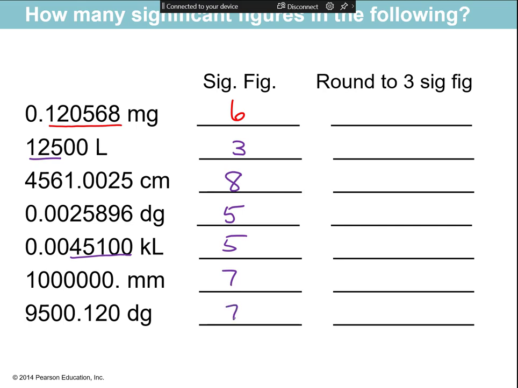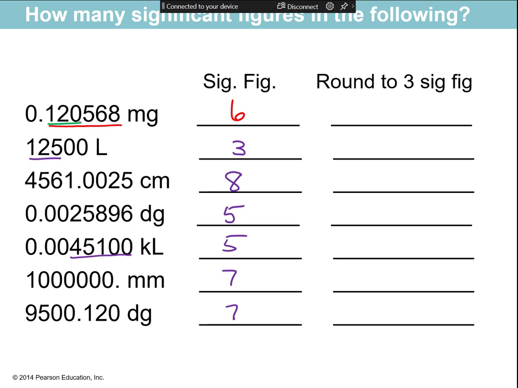So now, how do you round these? Because this is going to happen very commonly. You're going to get an answer, and it's going to have way more significant figures than you need. So how do you know how to round? So in this, I'm going to change and go to the green. So if I want to round to 3 significant figures, here's how you do it. Just start from the left, underline the first whatever significant figures you want. In this case, we're just going to do everything to 3.